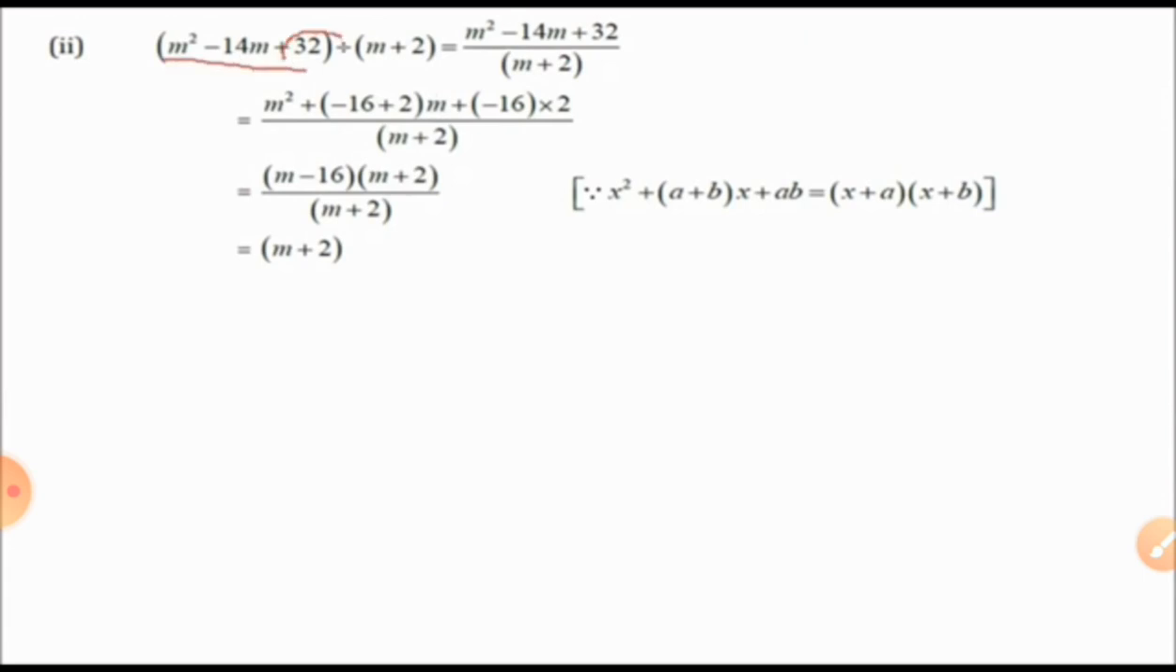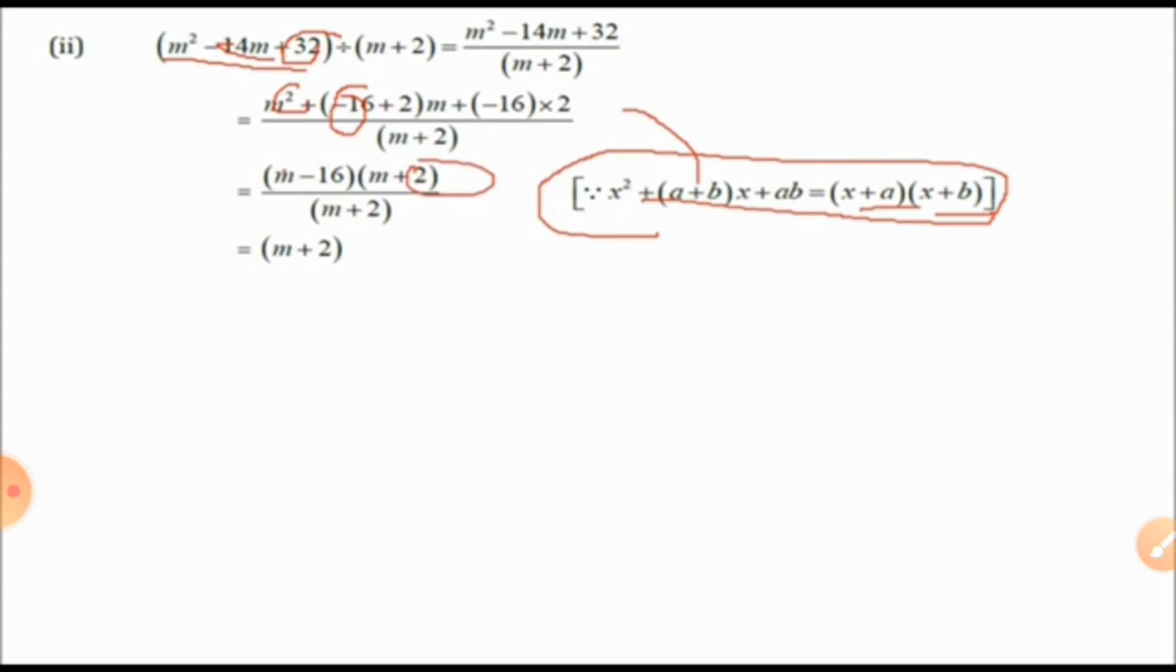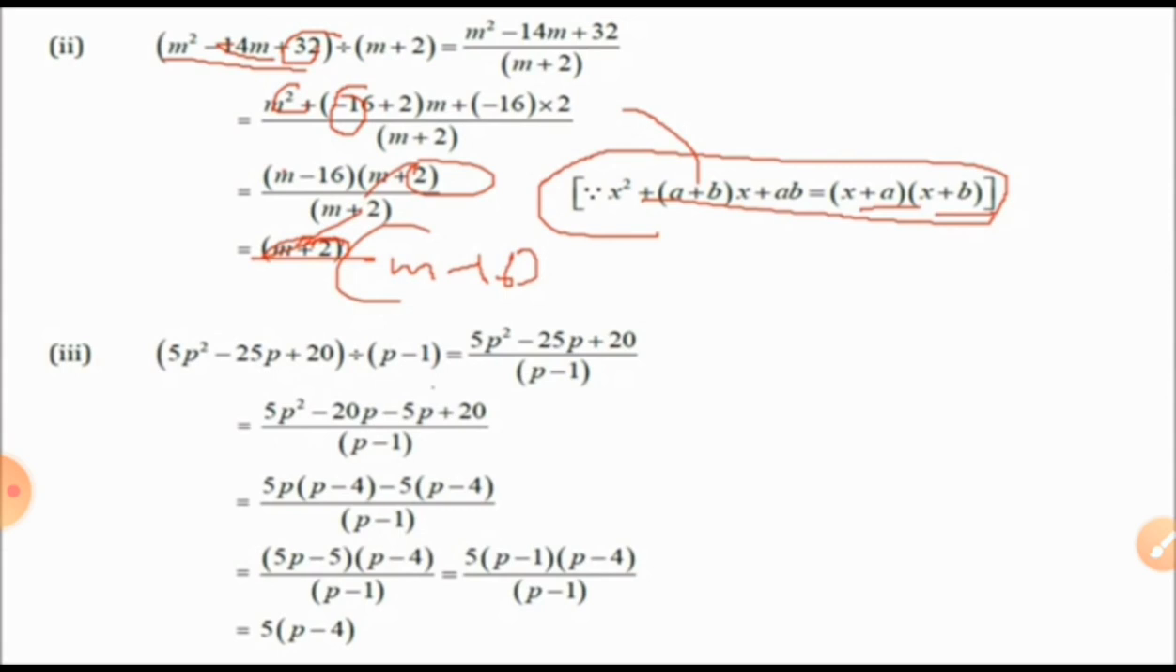m square minus 14m plus 32. How do you make two factors of 32? Or check two multiplications, two numbers whose addition or subtraction should be 14. Yes, 16 times 2 is 32 and 16 minus 2 will give us 14. But here minus 14 is there. That's why the minus number will be taken out. Big number is minus 16 and small number is plus 2. Whenever the question arises for the minus, you should check out the sign. For plus sign, there is no problem. Isn't it? Same way here.